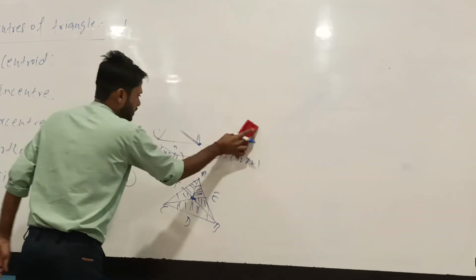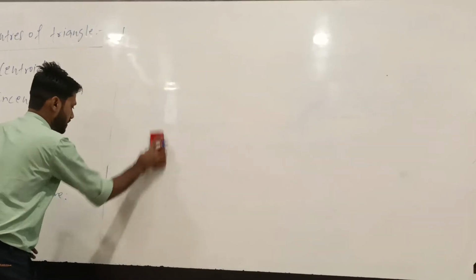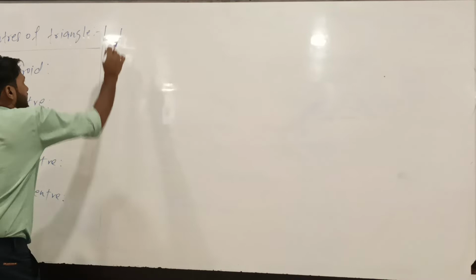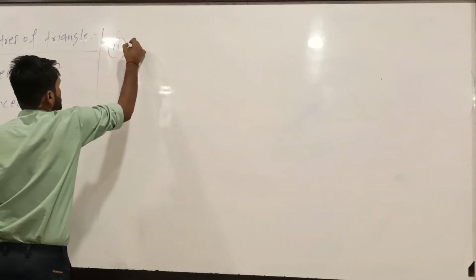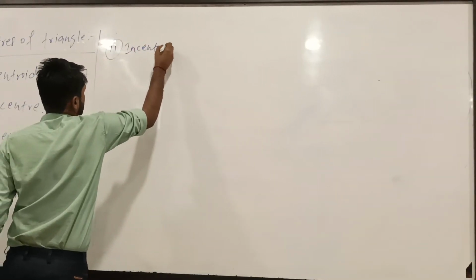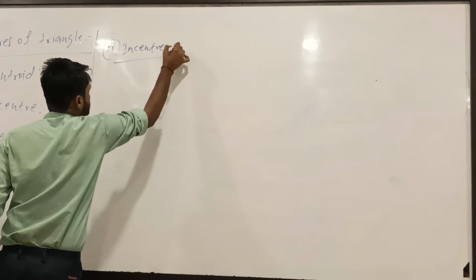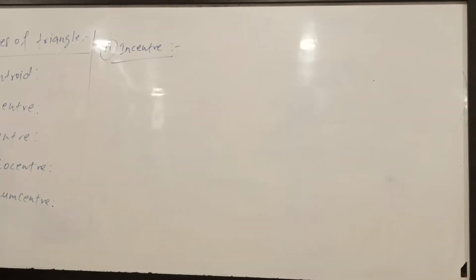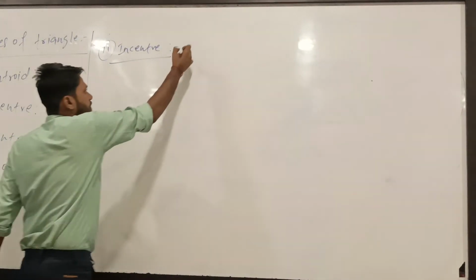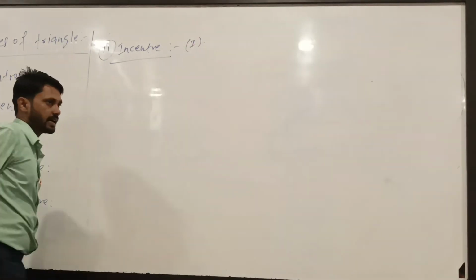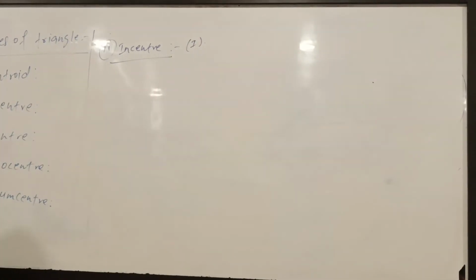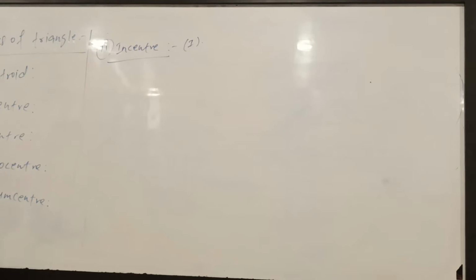So now the second one, that is the incenter. Incenter of the triangle. Don't write this. Incenter is usually denoted by I. Remember one thing. What is it? It is the point of intersection of angle bisectors.